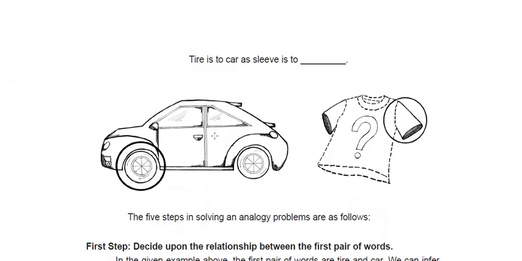So we have here an example on the next part. So I told you analogy is composed of 2 parts. This is the first part, and this is the second part. If you will notice, the second part is incomplete. So for you to complete the second part, you need to analyze the relationship in the first part. So tire is to car. So it is almost the same with the last one that we discussed, part to whole. So since this is about part to whole, you will apply that relationship or that type into the second part. So the correct answer is sleeve is to shirt or t-shirt.